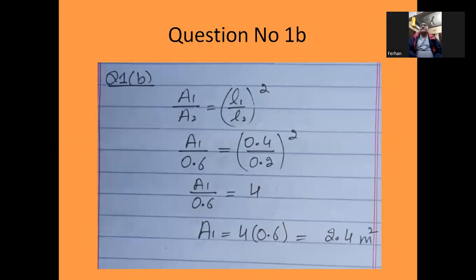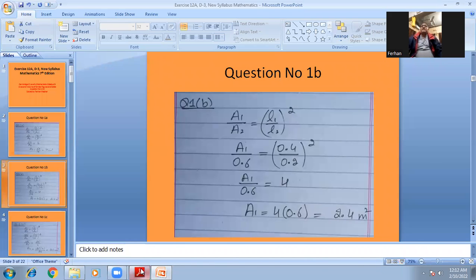So area 1 by area 2 is equal to L1 by L2 whole square. Area 1 is the question. Area 2 is 0.6. L1 is 0.4. L2 is 0.2. And we will have whole square on it. So 0.4 divided by 0.2 will be 2, and its square will be 4. So this 0.6 will come to this side. It will multiply with the 4. You get area 1 equals 4 times 0.6, and that will be 2.4 meter square. So that was the B part.